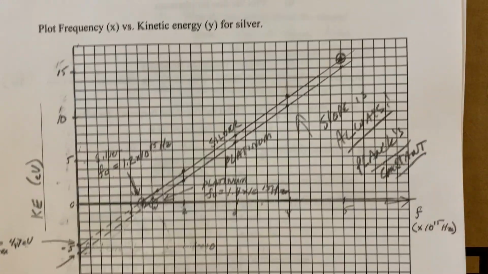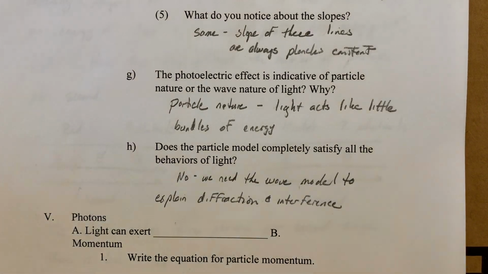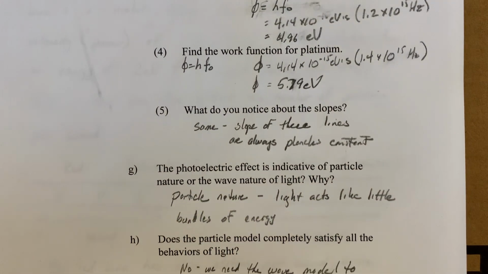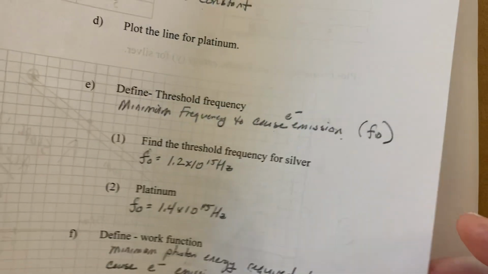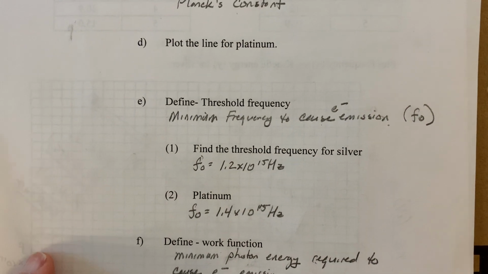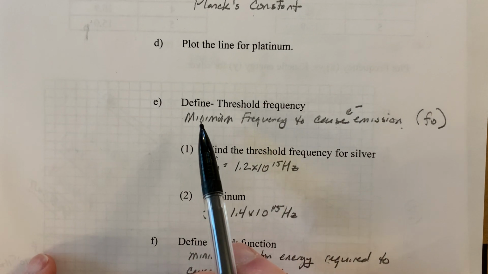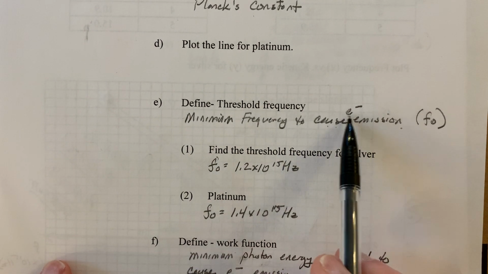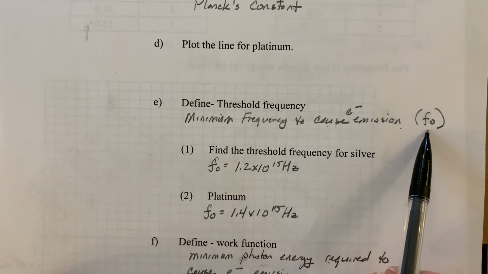Okay. Now, what else were you asked to do? The next thing you were asked to do was to define what the threshold frequency is. Well, that I'm doing for you. Threshold frequency is the minimum frequency to cause electron emission. And F naught is the symbol for this.